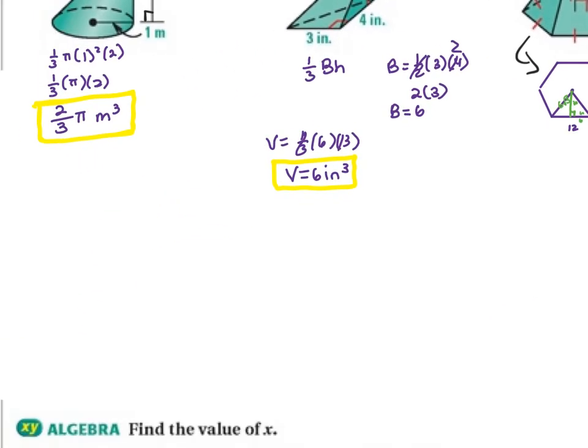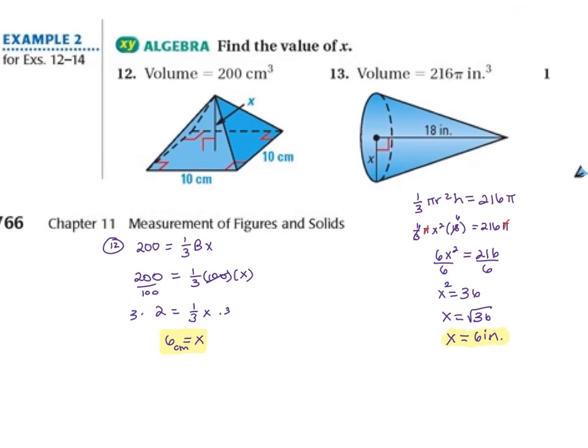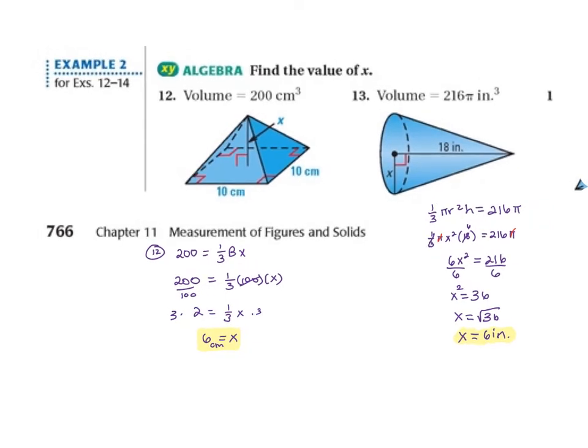Then number 12. Here's 12 and 13. Okay, so this time they're asking us to find the height on number 12. So again, remember your volume formula is 1/3 base times height, area of the base. So we're working backwards and then get 6 for the height.